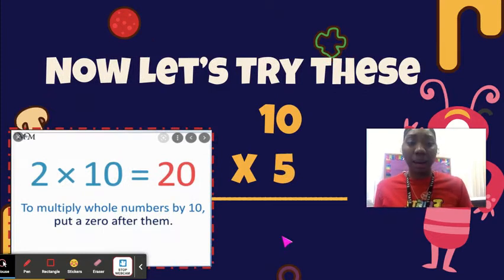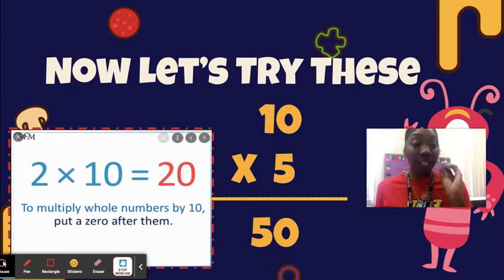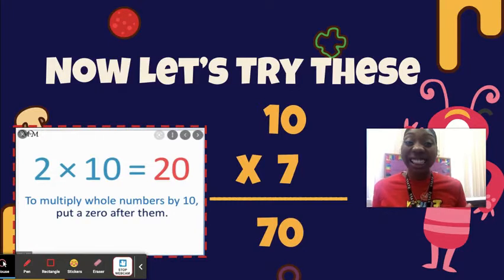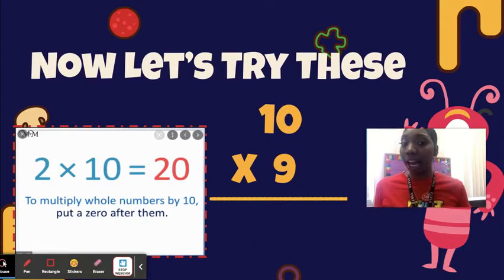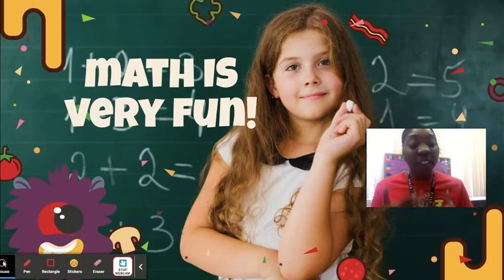What about 10 times 5? Oh, yeah, we did this one. Excellent. 10 times 5 is 50 because all you do is put a 0 after the whole number. What about 10 times 7? Excellent. 10 times 7 is 70. What about 10 times 9? Excellent. 10 times 9 is 90. Isn't math fun? And these are great tricks to help us when we are doing all of our multiplication facts, especially by 10.